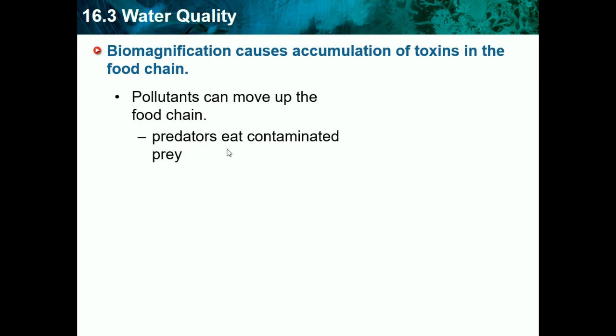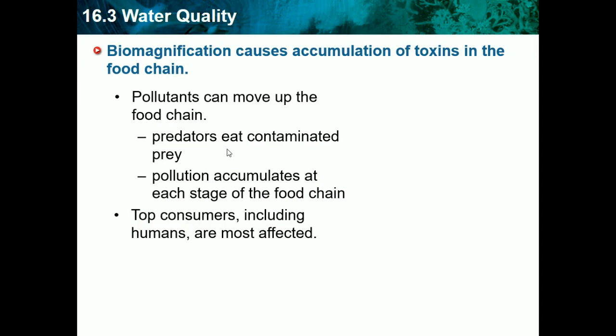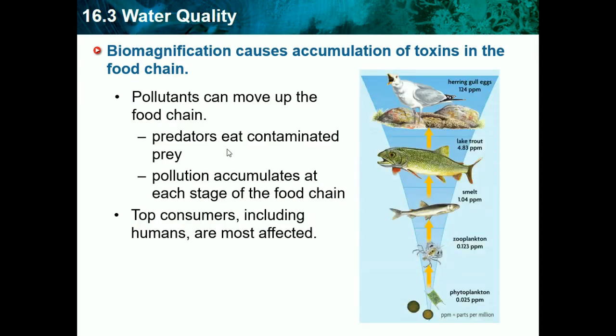Predators eat contaminated prey. The way it moves up is, let's say the producers are polluted, then the primary consumers are going to eat the polluted producers and get polluted themselves, and then whatever eats them is even more polluted. So pollutants accumulate at each stage of the food chain. Top consumers, including humans, are most affected. So here we have a food chain.